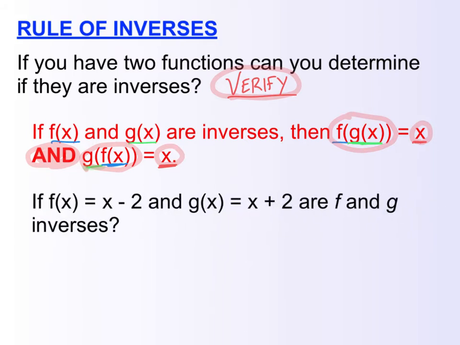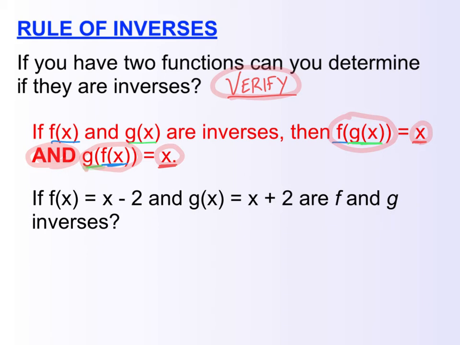Real simple example right here is f of x equal to x minus 2 and g of x equal to x plus 2. Are they inverses? Again, if this is f and this is g, I need to do f of g of x, and I have to find out that that equals x, and I need to do g of f of x and make that equal x.